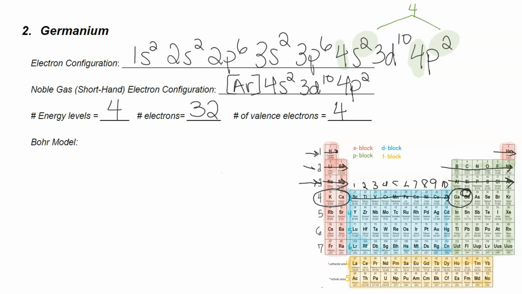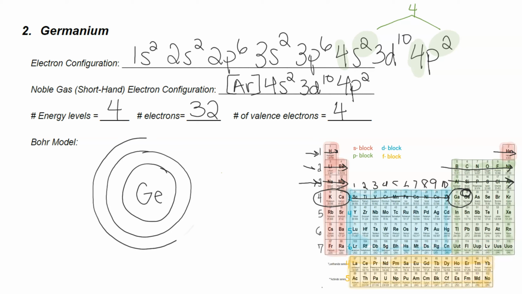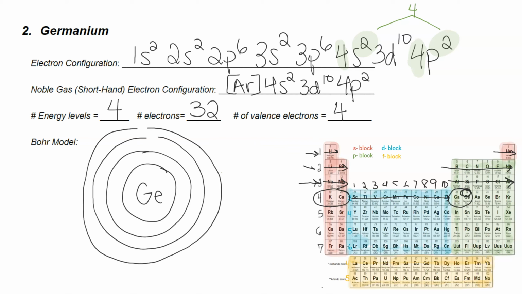Last but not least, let's draw our Bohr model. So for germanium, we know that we need 4 energy levels. So I'm going to start with the chemical symbol, Ge. And then I'm going to go ahead and put 4 rings. 1, 2, 3, and 4. Not the best artist here.